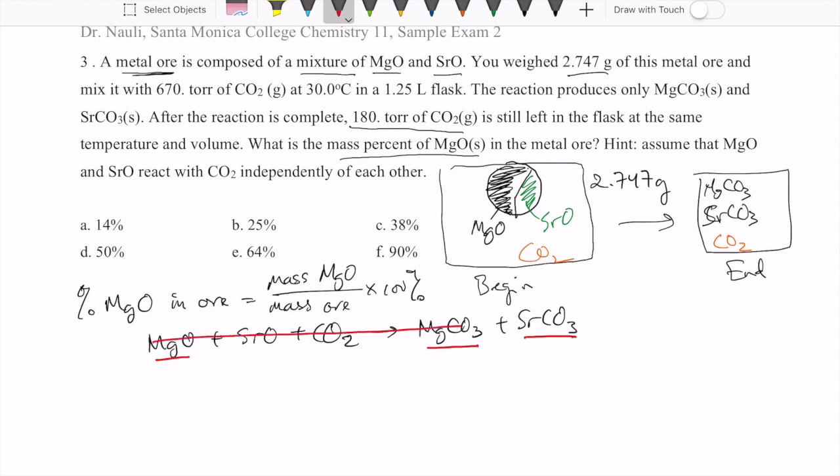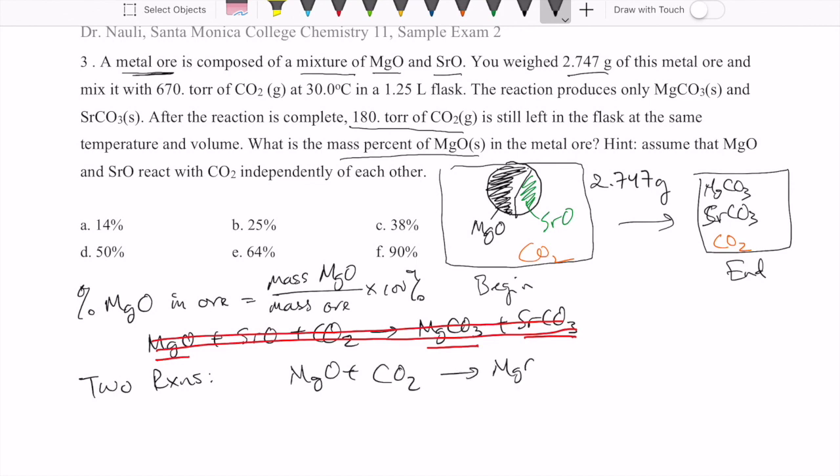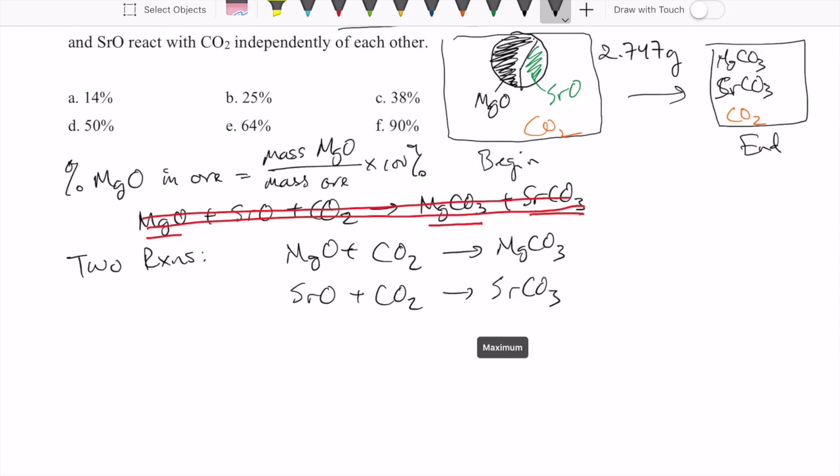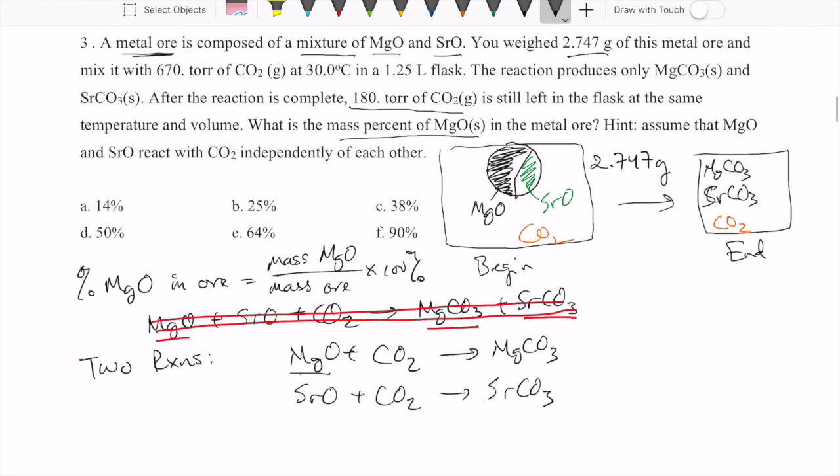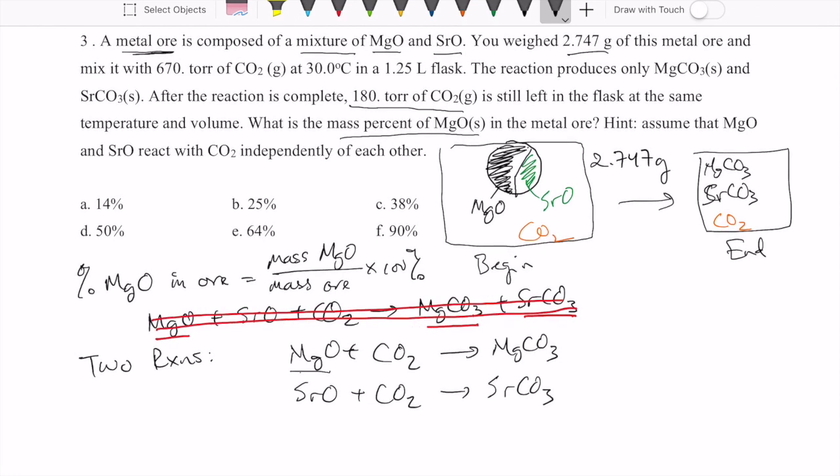So really, this is not one reaction that occurs, but actually two different reactions. And the reactions are, one, just between MgO and CO2, forming MgCO3. Then the other one is SrO plus CO2, forming SrCO3. And that's what we have to use to help us figure out what is the mass of the original MgO. I can figure out the mass of this if I somehow know how much CO2 reacts with it, okay? But the problem is I don't know how much CO2 reacts with it. I was just told that some CO2 reacts with both of them, and there's some leftover CO2 in the end.